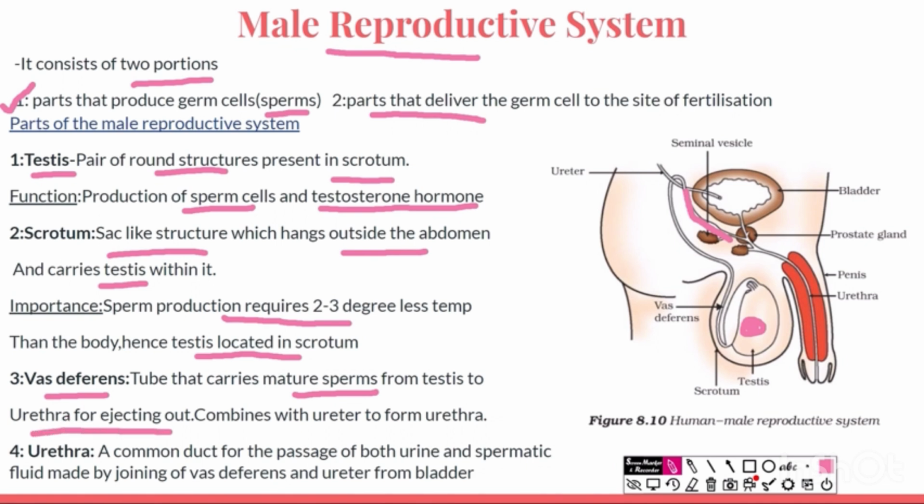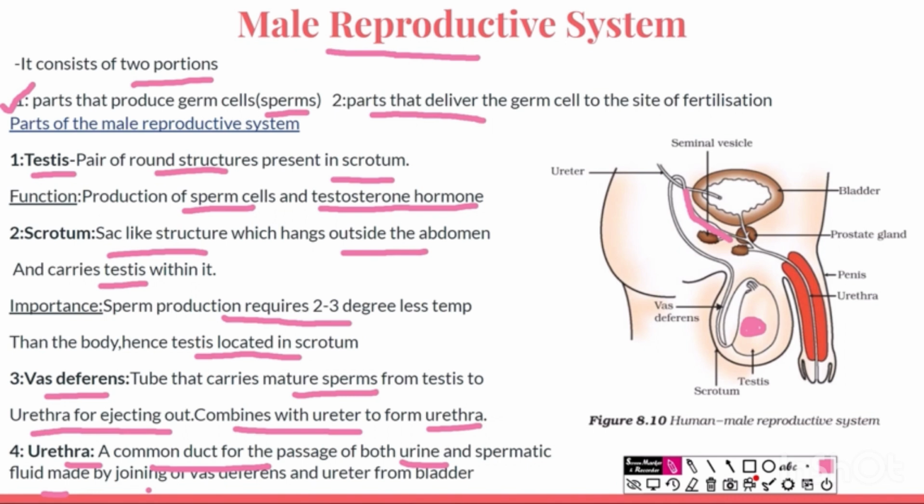Ejecting out means releasing out. It combines with the ureter to form the urethra. This I told you. Now what is the urethra? It is a common duct which is responsible for the passage of both urine and the spermatic fluid. Spermatic fluid is the fluid which has the sperms and other secretions.